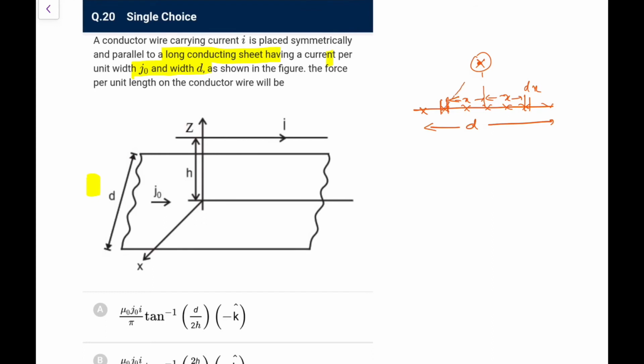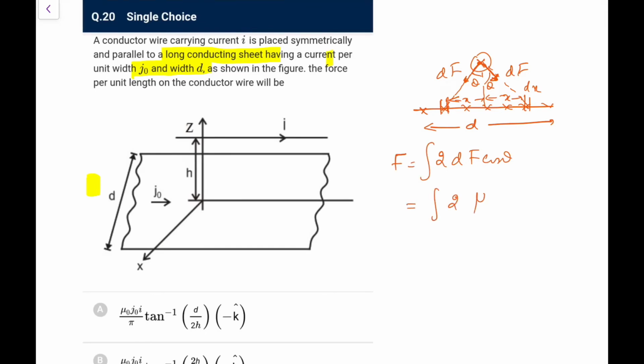Symmetrically, you see both currents are in the same direction, so both are going to attract each other. So this force is df, and this force is df. I can directly make out the components: this one will only add up. So the net force is 2 df cos theta, and we have to integrate this thing.